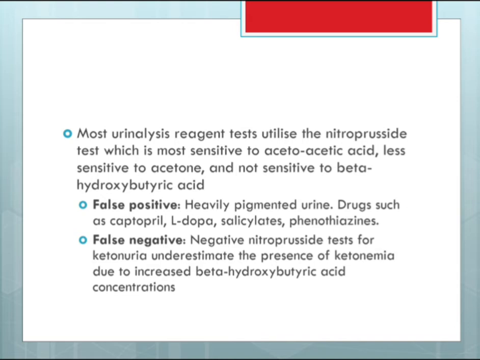Most urinalysis reagent tests utilize the nitroprusside test, which is most sensitive to acetoacetic acid, less sensitive to acetone, and not sensitive to beta-hydroxybutyric acid. Some false positives may be due to heavily pigmented urine, or drugs such as captopril, levodopa, salicylates, phenothiazines. False negatives may be due to a negative nitroprusside test for ketonuria, which underestimates the presence of ketonemia due to increased beta-hydroxybutyric acid concentrations.